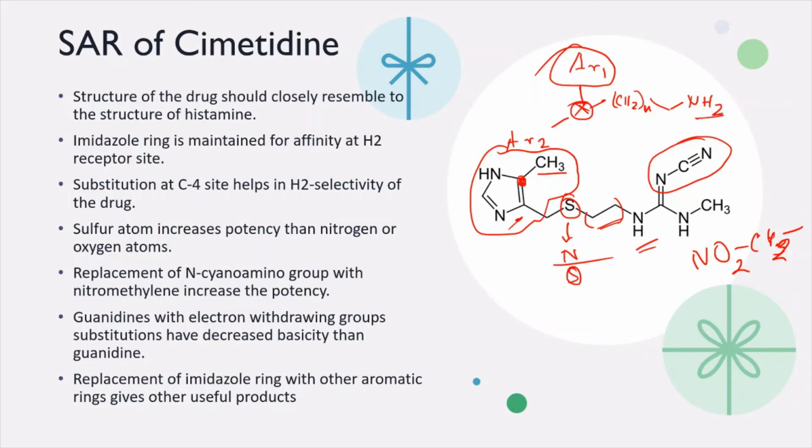And finally, if we replace that imidazole ring with other types of aromatic rings, it will give other useful products. That means the other substances we have seen in the previous slide, such as famotidine or ranitidine, have different kinds of efficacy and activity, and also duration of activity, and that can be changed by replacement of this aromatic ring. So this aromatic ring, though it plays a very important role, other types of aromatic rings can also play a vital function.